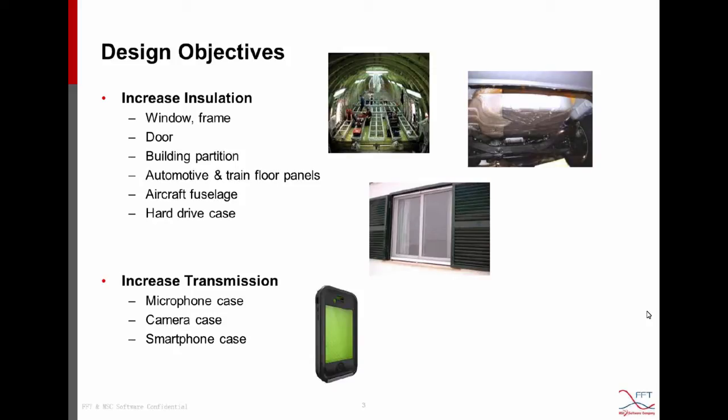So let's get started on the topic of insulation and transmission. So acoustic transmission is a frequently encountered topic in several industries like automotive, aerospace, construction, shipbuilding, and consumer goods. So depending on the type of products that we design, the objective can be different. For example, for many cases in automotive, in aerospace, and in construction, the objective is to increase the insulation while reducing the transmission.